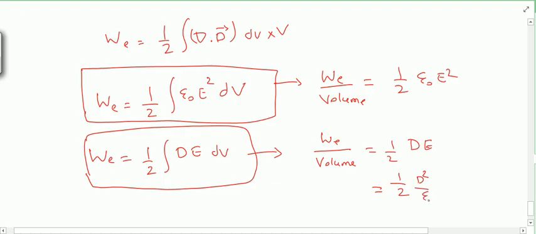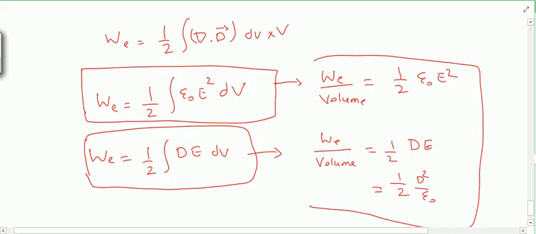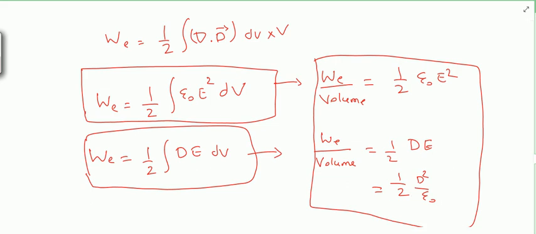So it will be 1 by 2 D square by epsilon naught. All these expressions are used for energy density in electrostatic field: half epsilon naught E square, or half D times E, or half D square by epsilon naught. Here also this equation can be modified as D square by epsilon.